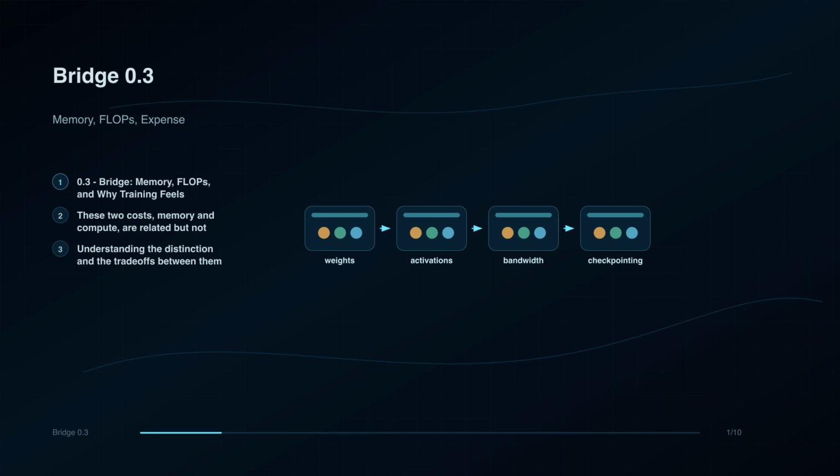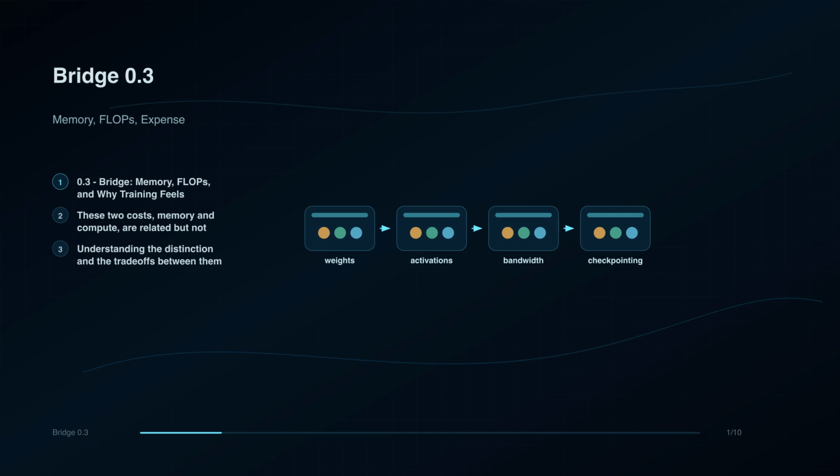Let's start with memory. A language model stores several types of data. Model parameters, which are the weights learned during training. Gradients, which tell us how to update those weights. Optimizer states, which track momentum or other statistics needed for effective updates. And activations, which are intermediate values computed during the forward pass and reused during the backward pass. Each of these components consumes memory, and as models scale up, memory becomes a hard constraint. If the total memory requirement exceeds what your hardware provides, training simply cannot proceed.